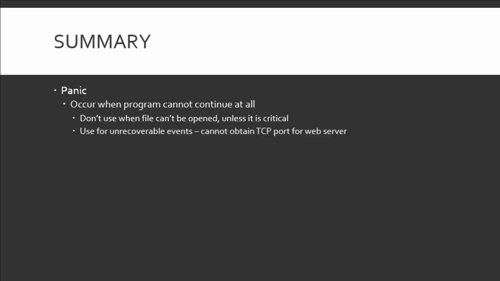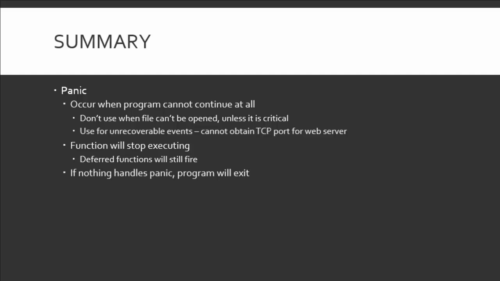Now, a situation where you might want to panic is unrecoverable events. So if you're starting up a web server and it can't get a hold of the TCP port that it's supposed to be listening on, then that's probably a situation where a panic makes sense. The function will stop executing immediately at the point of the panic, but deferred functions will still fire. If nothing handles that panic, then eventually the panic is going to go up the call stack, it's going to hit the Go runtime.